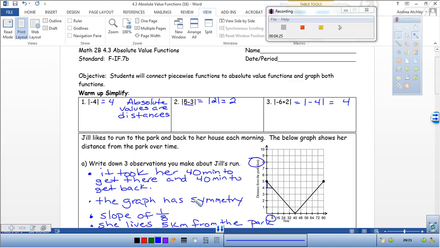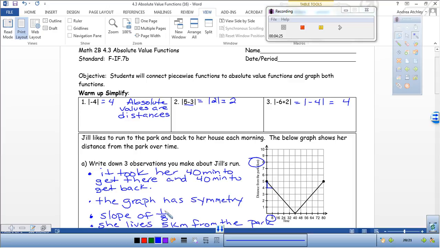Sorry, 5 kilometers is almost 3 miles. I don't know exactly the 1-to-1. We'll have to Google that at some point. But so yeah, she's running, takes her 8 minutes to run 1 kilometer. Any questions? Any other things?